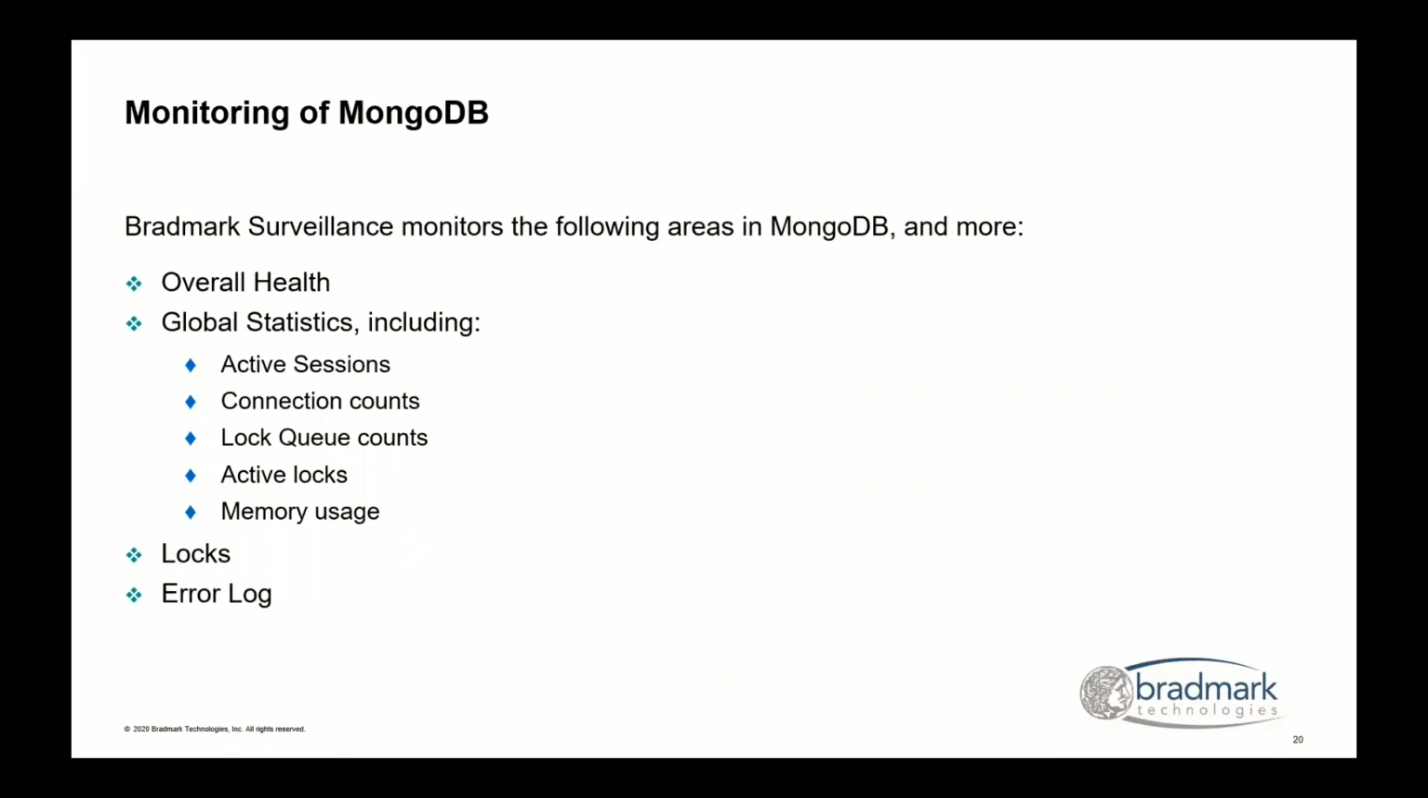So the main areas that we monitor in MongoDB include the following, which is a little bit similar if you've already seen our relational products. We have an overall health view that shows what's going on with the MongoDB at a high level. We have global statistics, and there's a lot of different global statistics that we're graphing over time. And that includes active sessions. That includes several different metrics regarding connections. We have several different metrics regarding lock queues, as well as several on active locks. And of course, memory usage is covered. And in some versions, there's also network usage as well.